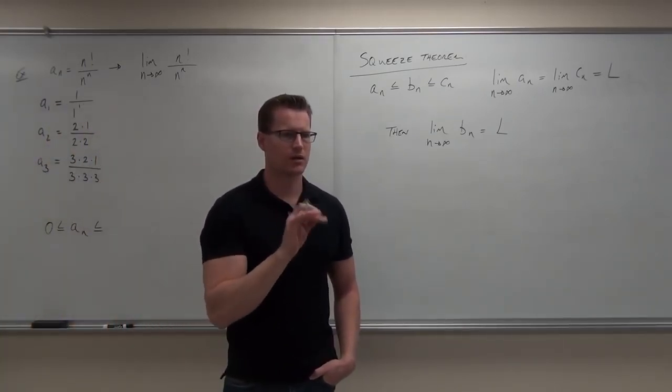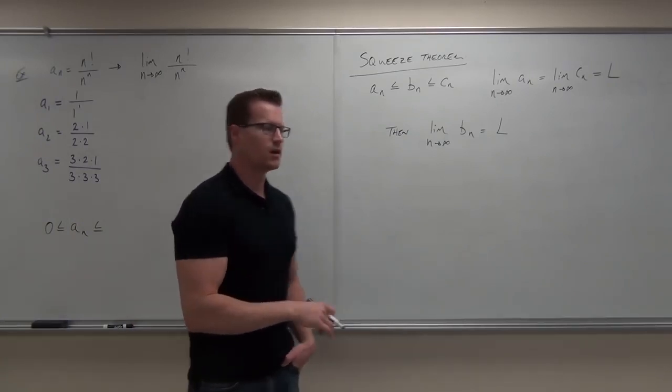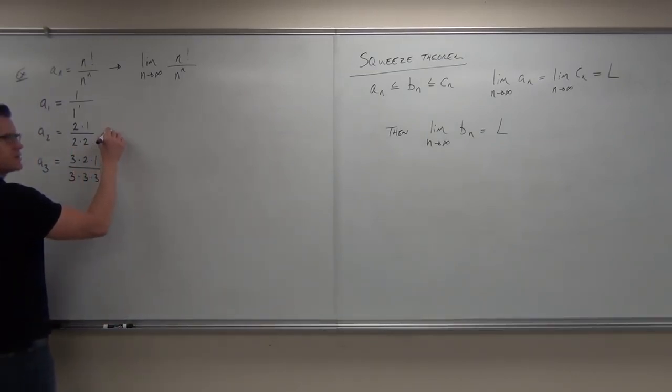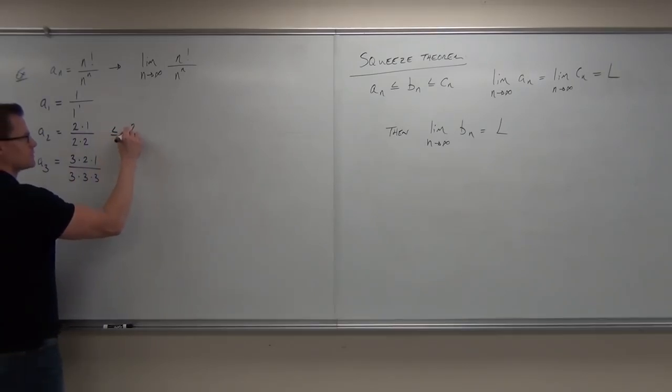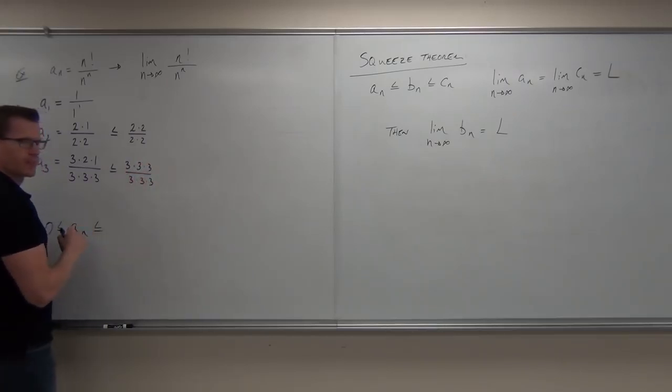Okay, so here's the thought. I'm going to do something kind of tricky. If I think about this, I know that this one is always going to be less than or equal to 2 times 2 over 2 times 2, isn't it? And this one's always going to be less than or equal to 3 times 3 times 3 over 3 times 3 times 3, isn't it? You sure? Now, one more thing. This is going to be kind of interesting here.